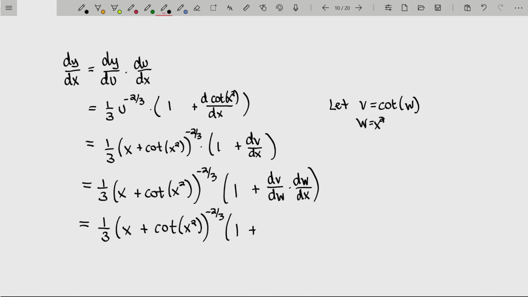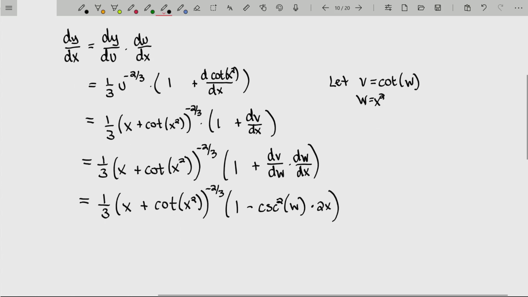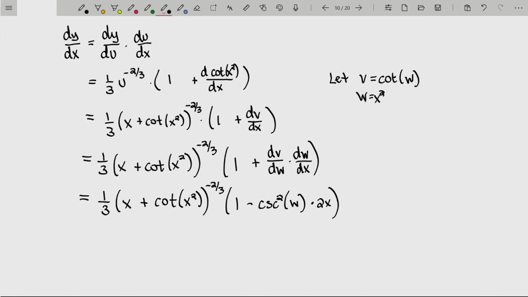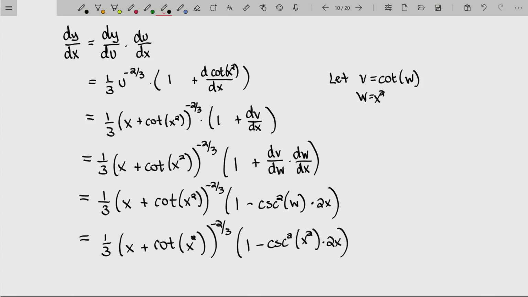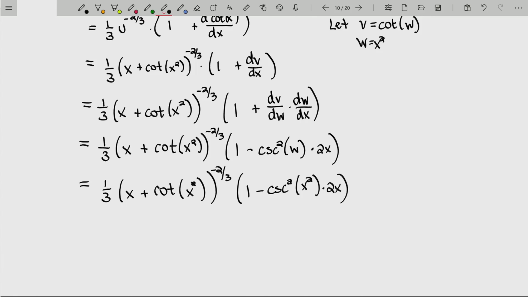The derivative of v with respect to w, well, the derivative of the cotangent is the negative cosecant squared, so I'm going to write minus cosecant squared of w. And then times the derivative of w with respect to x, that's just times 2x. And now finally, I'll go ahead and replace that w. And you can see that this is just a lot to go through. And by the way, you can rewrite the order on that. That's what I'm kind of doing while I talk.